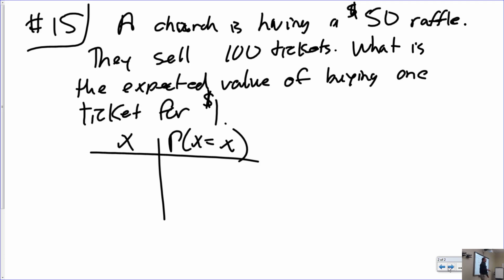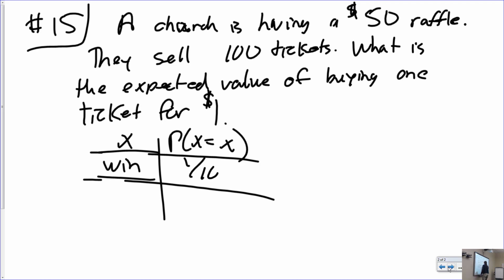All right, but what are the probabilities and the events that may occur from this game, if you will? So, what are the two events that could happen from this lottery? You win or you lose, okay? What's the probability that you win if you buy one ticket for $1? You win 1 out of 100 times.